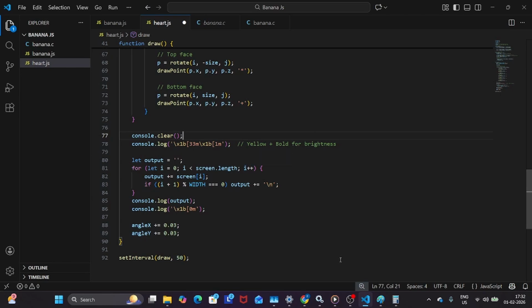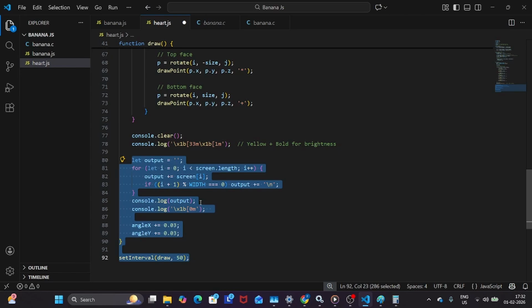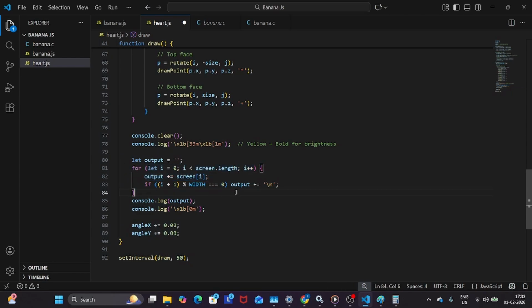And yeah, now building the output string. Okay, this is the last part. Building the output string. Output is the final string to print in the terminal loop. Go through every character and add the character. This is basically going through every character and adding the character to the output. Every row, with a character, new line. Okay, we all know it.